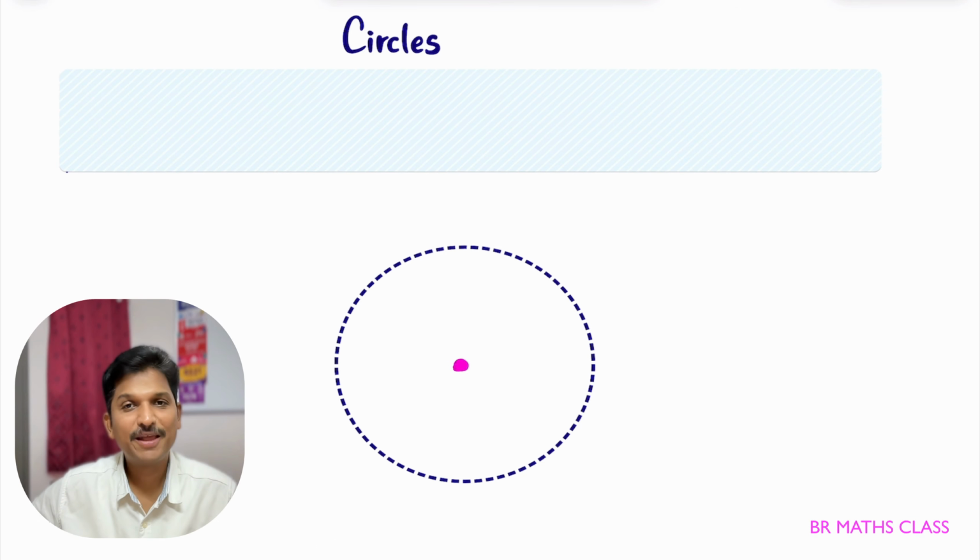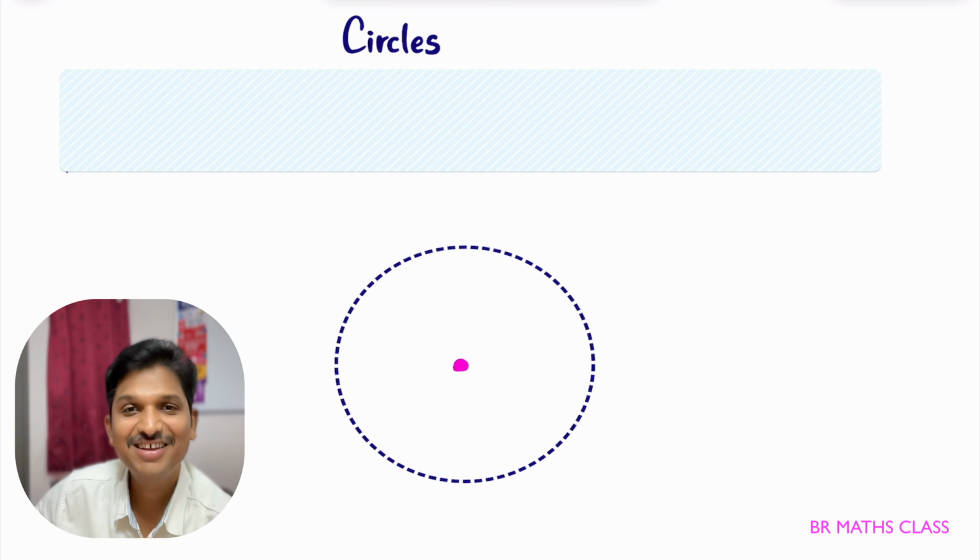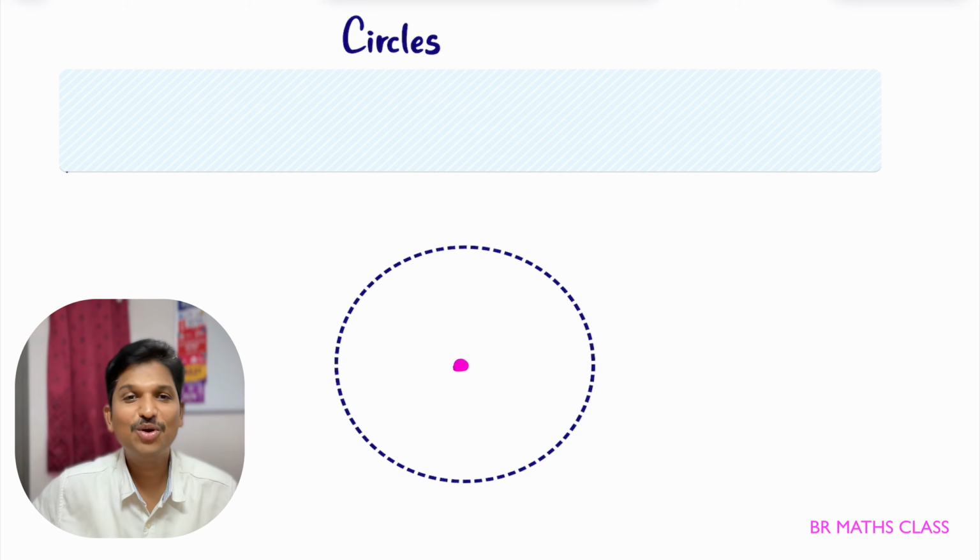Definition of circle. What is a circle? You cannot just say that a circle is a round figure. Yes, of course, a circle is a round figure. But the point is, what is the definition of a circle? In what way will we define a circle mathematically?